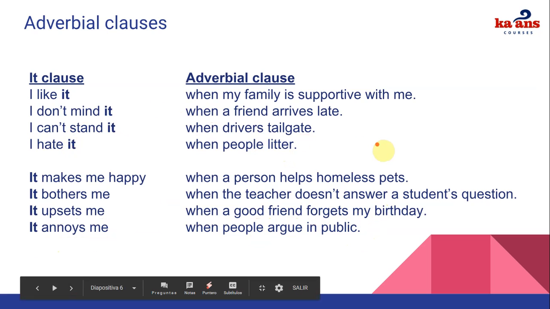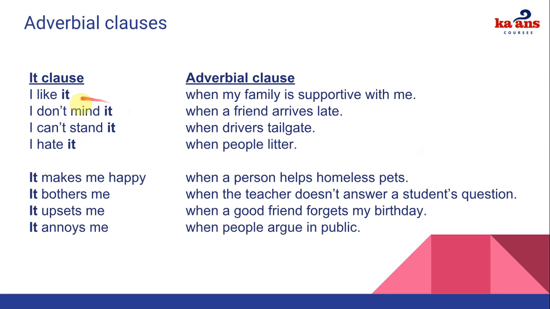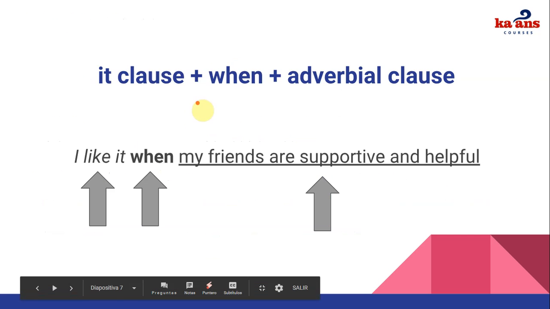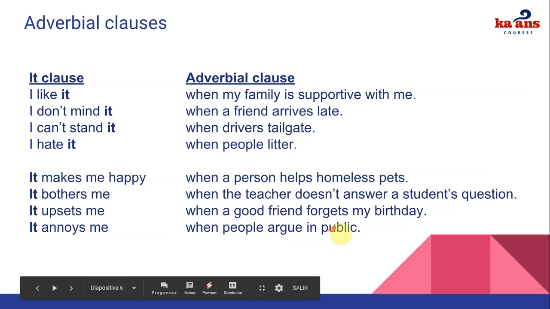Okay, so have these in mind, because for this final lesson, just a quick reminder with the structure. You have your it clause. Remember, it could have it at the beginning or at the end. I like it, I don't mind it, I can't stand it, it makes me happy, it bothers me, it upsets me, with it at the beginning. Then we have when, and you have the adverbial clause, so the reason, basically: when my family is supportive with me, when a person helps homeless pets, when a good friend forgets my birthday, when people argue in public.